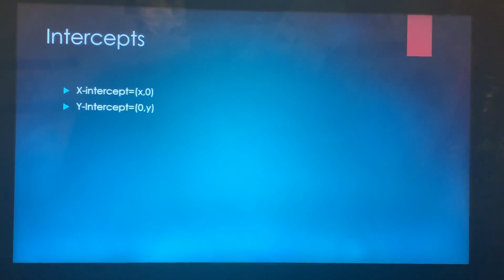So you're gonna find when y is 0 and what x is. Then you're gonna write that down. It's gonna be where it intercepts the x-axis. Now y-intercept, as you can imagine, is where it intercepts the y-axis. When x is 0, what is y? I'm going to write that down too.